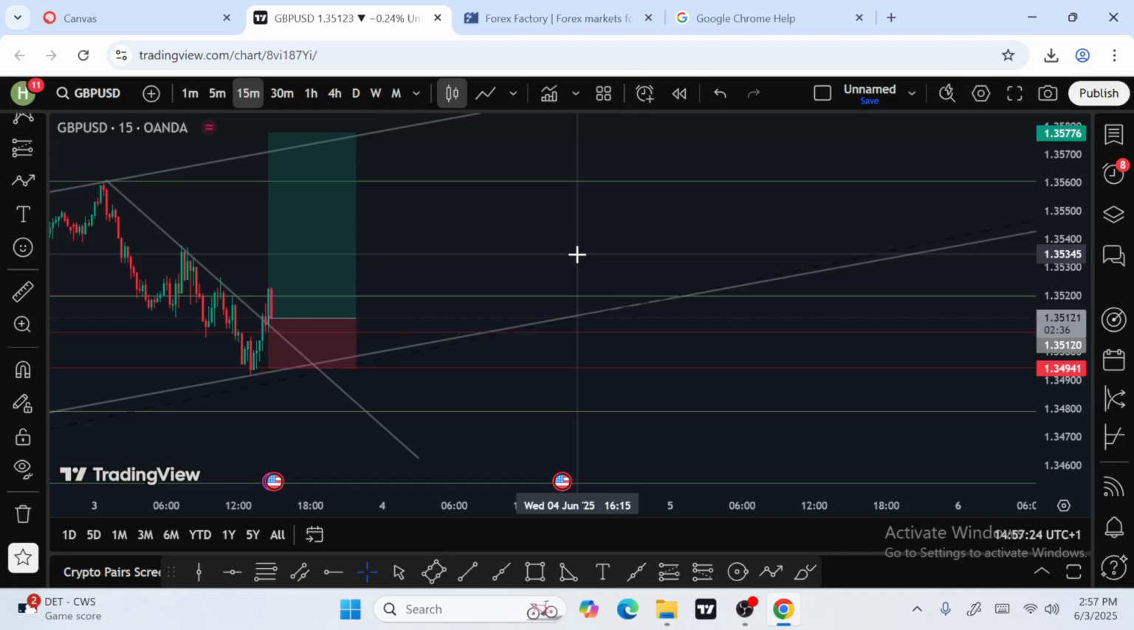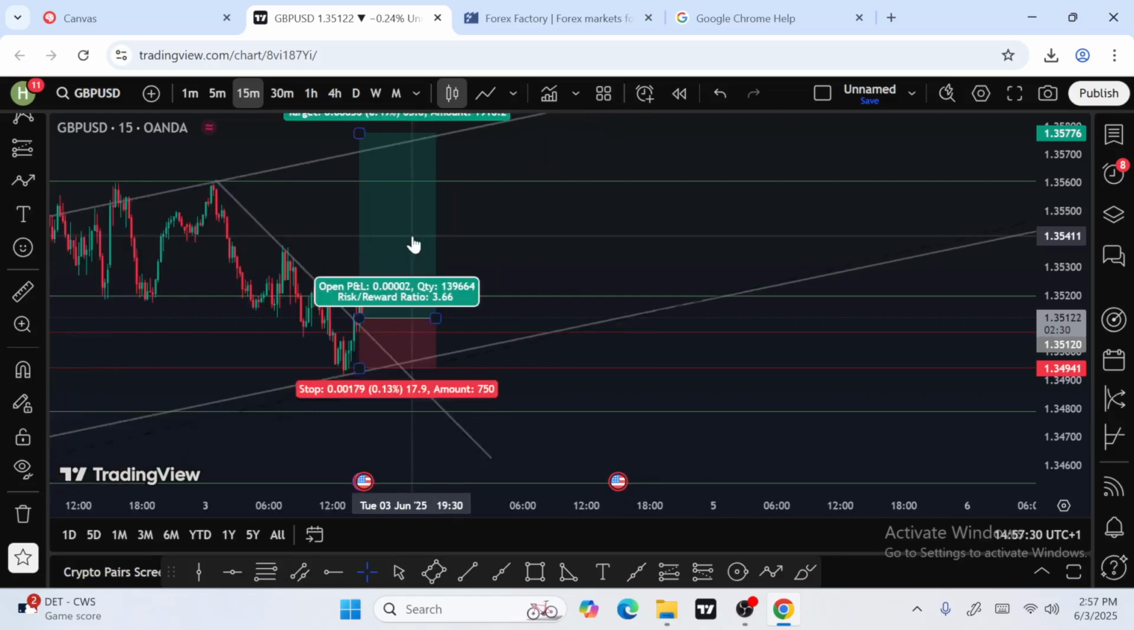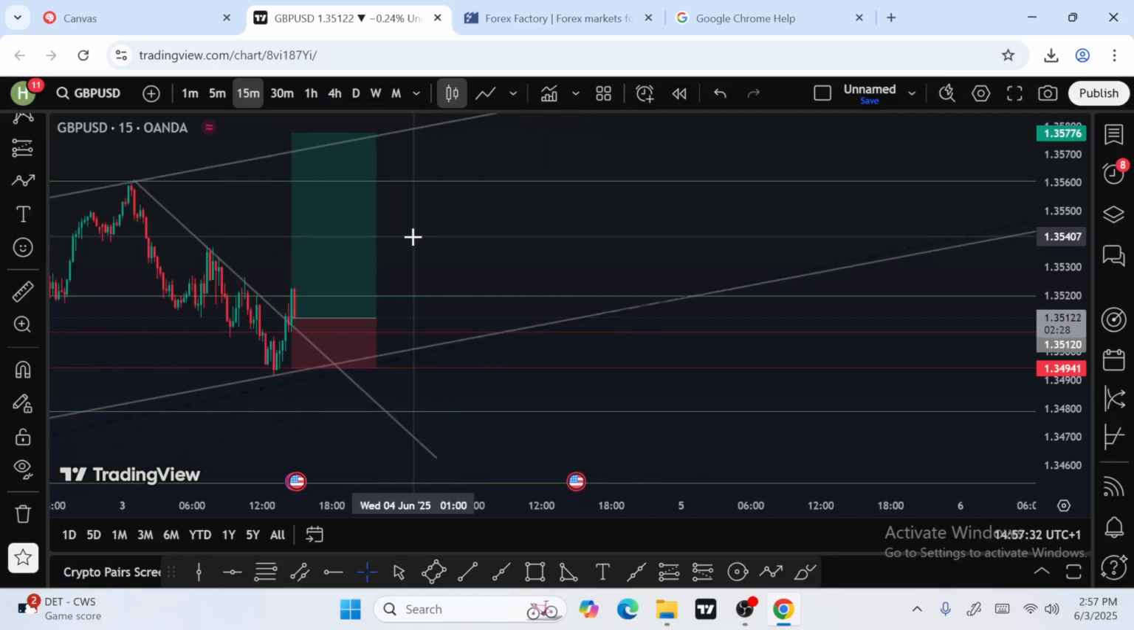Yes, we will still do top down analysis. Wait, don't worry. We will get it now. We have MT5. Who has MT5 on his phone? Who has MT5? We will get it now.